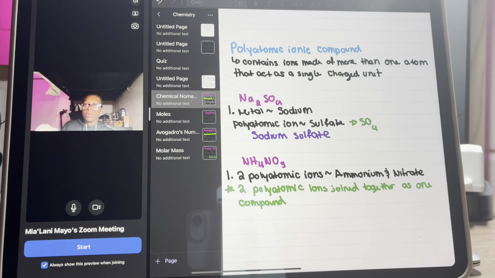And for my second example, I have NH4 and NO3. This one, you have two polyatomic ions, ammonium and nitrate. The two polyatomic ions join together as one compound.